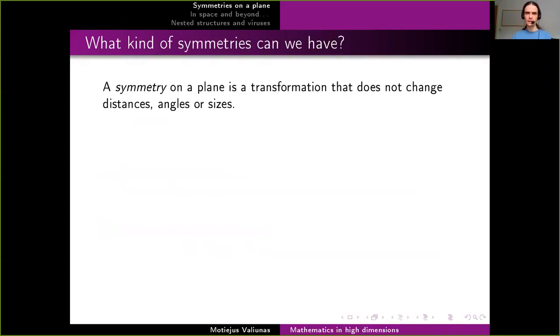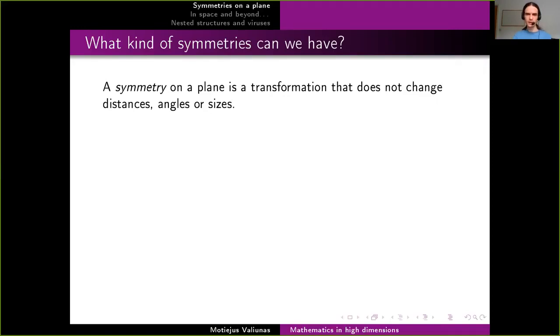Okay, so let's start with symmetries. We start with symmetries on a plane, which is just a two-dimensional object, so just a flat thing. And a symmetry basically is just a transformation that does not change distances, that does not change angles or sizes. So if you have a flat object, you can move it around, but you cannot stretch it or do something like that.